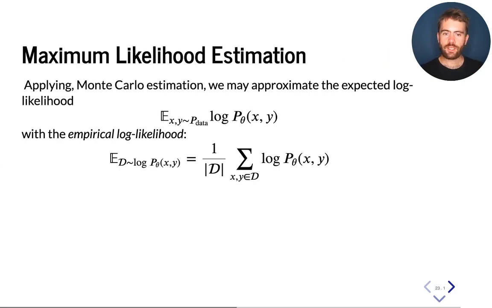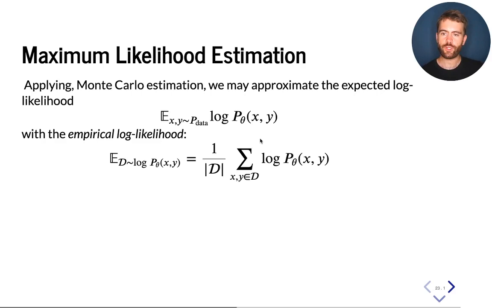However, we can compute this expected value approximately using the principle that we saw in the previous part of this lecture called Monte Carlo estimation. We can apply Monte Carlo estimation by taking samples from the data distribution. If we have samples from the data distribution, then we can simply estimate this expectation by averaging the log probability over the set of samples that comes from our distribution.